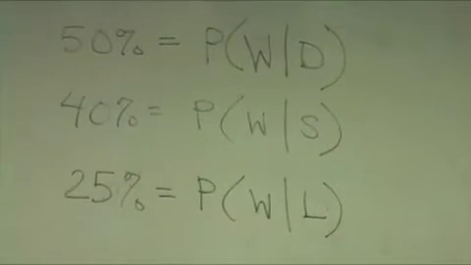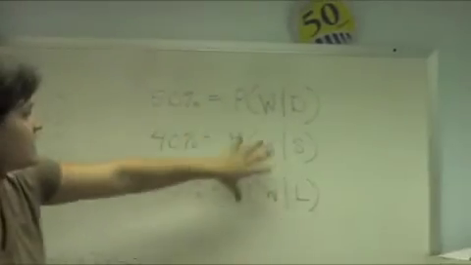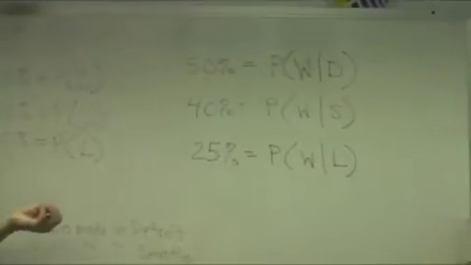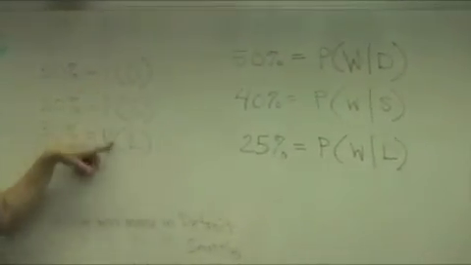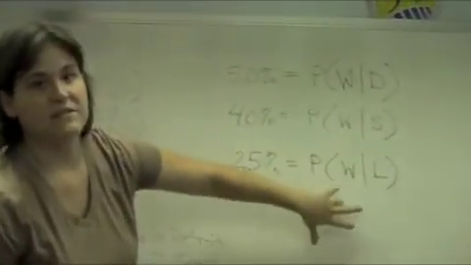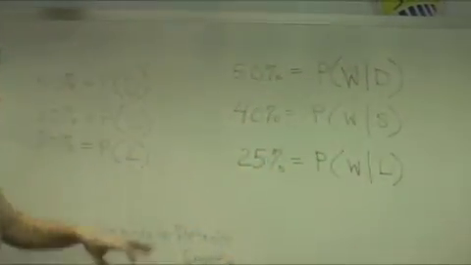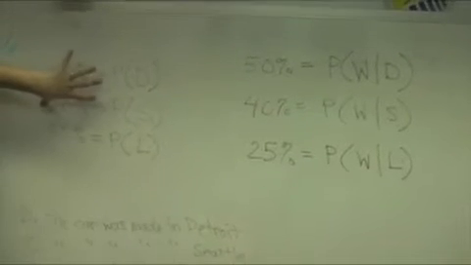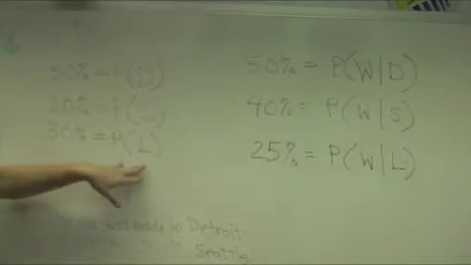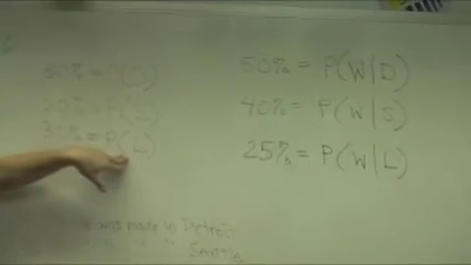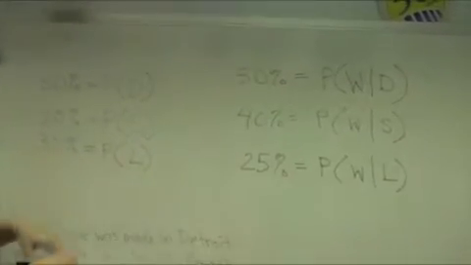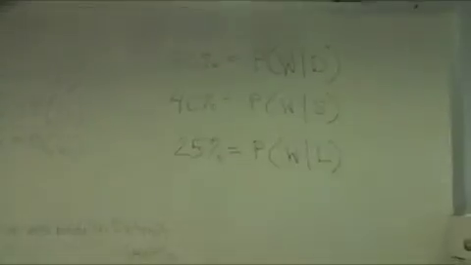So notice out of these probabilities, the probabilities that represent simple events are over here. These are complex events. So when you're forming your tree diagram, you want to start with the left branch being the simple events. So we're going to start with these events here and make our tree.